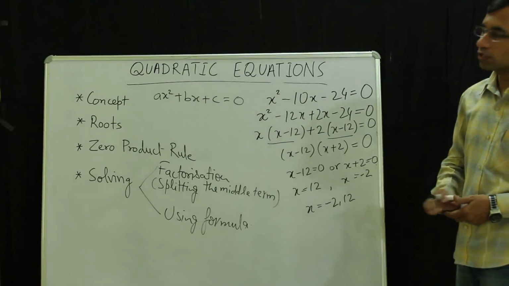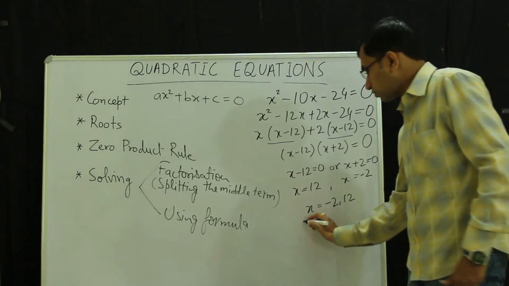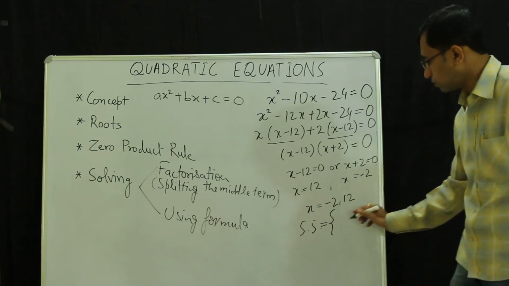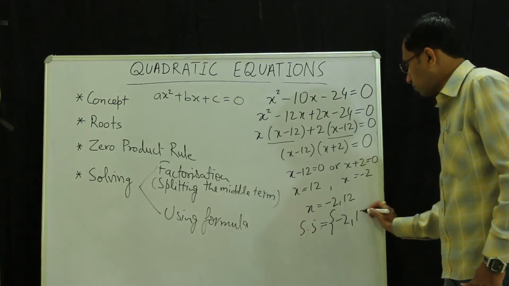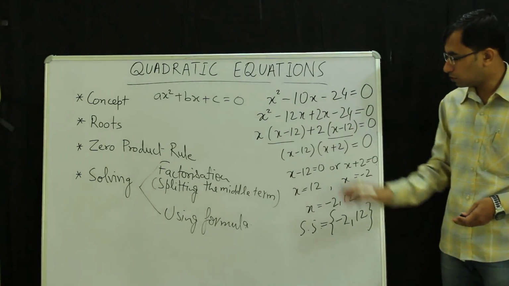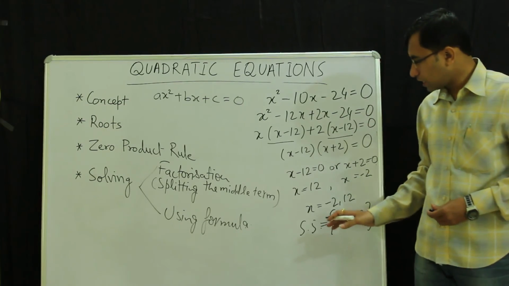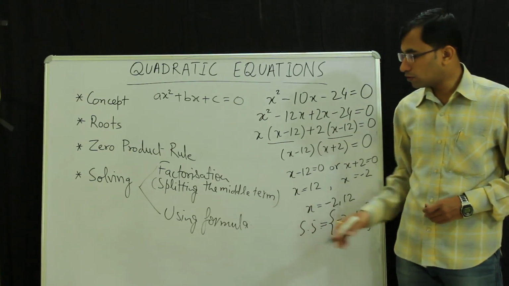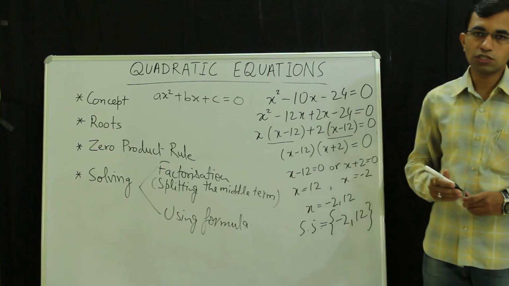If someone asks you what is the solution set of this, you can also write the solution set as minus 2 comma 12. Solution set simply means we write these two numbers in the form of a set. So for this equation I have already shown you the splitting, and I told you what the misconception is over here. Next we will move on to the next method, which is using the formula.